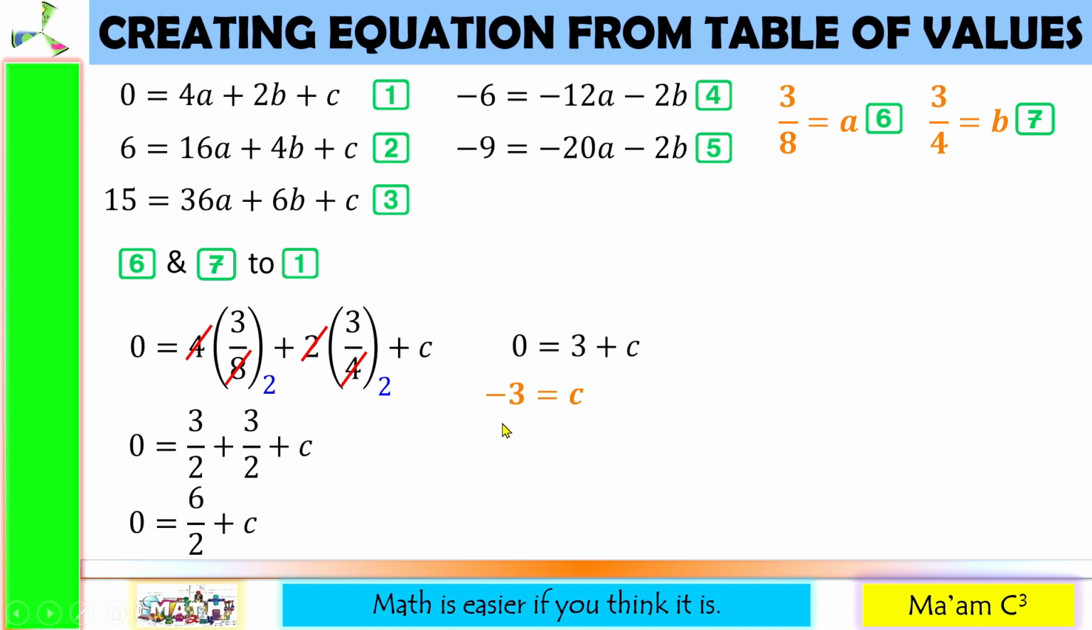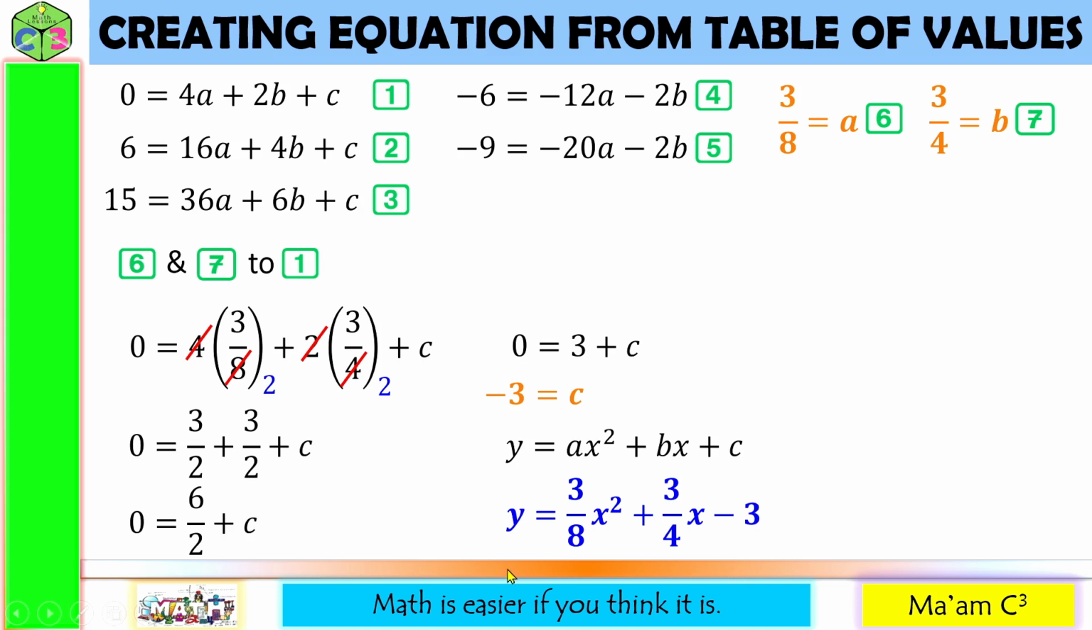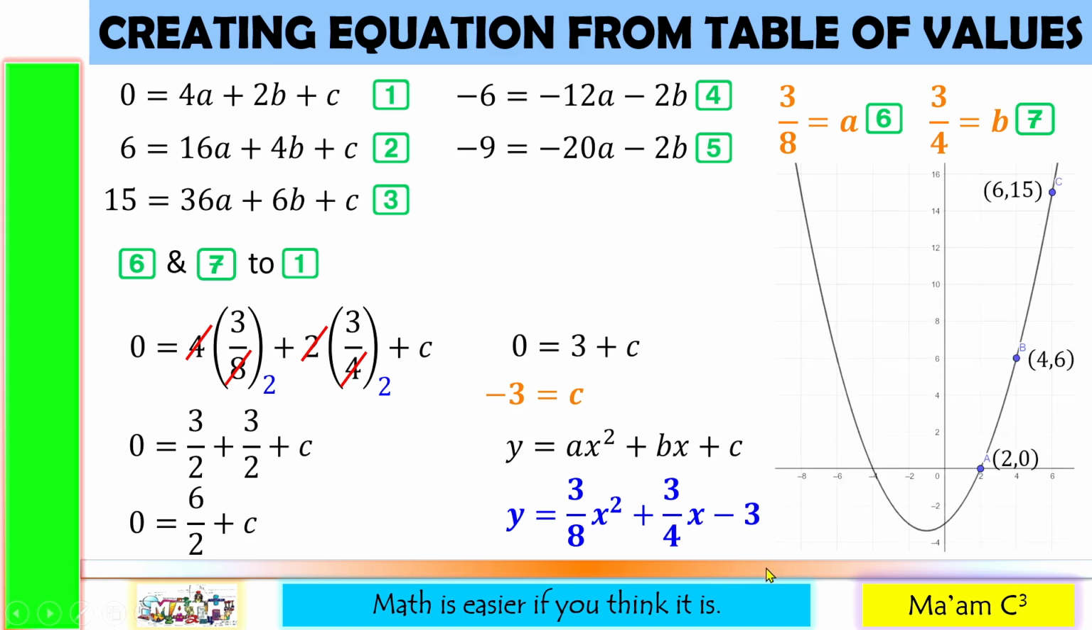Now my variables are complete. I have a, b, and c. Let us recall the general form of quadratic function. Let us substitute now the values of a, which is 3 over 8, b, which is 3 over 4, and c, which is negative 3. Here is now our quadratic function. Now, are you interested in the parabola of this equation? Here it is. So here are the 3 points that we chose earlier: (2, 0), (4, 6), and (6, 15).